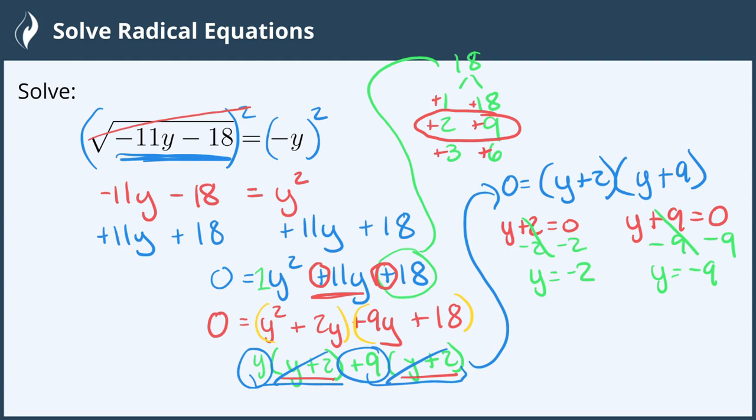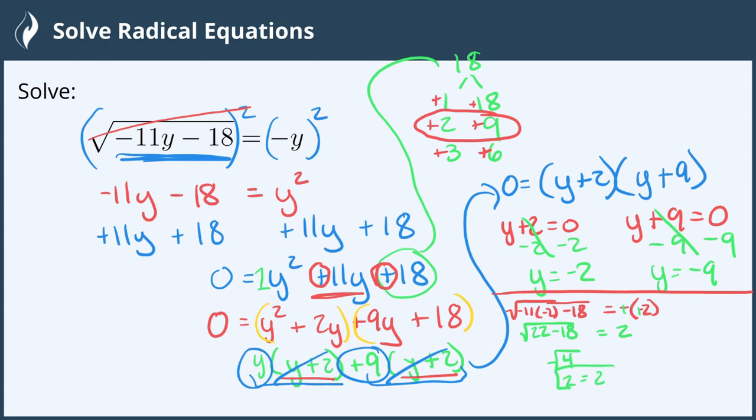So let's go ahead and substitute those back in. I'm running out of room, so this is going to get kind of small. So we're going to have the square root of negative 11 times negative 2 minus 18, and then equals negative, and substituting the negative 2 in for the y. So we have two negatives there. And then we'll go ahead and calculate that. Negative 11 times negative 2 is positive 22. Minus 18, and a negative times a negative is positive. 22 minus 18 is 4, and the square root of 4 is 2, which does indeed equal 2. So our answer of y equals negative 2 is a solution.